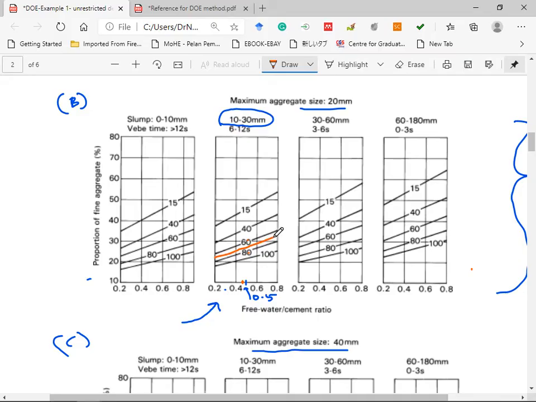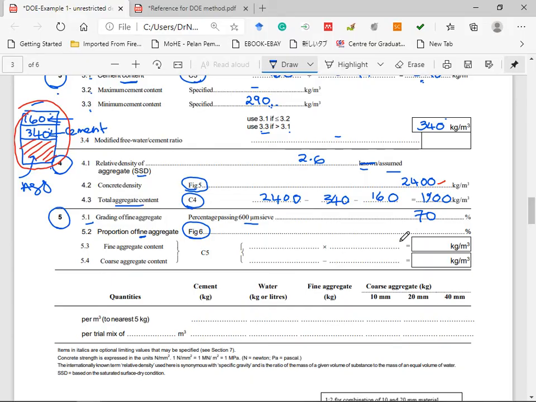value in between 60 and 80, and we bring this up, stop at this red line and bring this value to the left. Thus, this is our proportion of fine aggregate in percent. So it ranged between 20 to 30%. So let's say we take 27%. We take 27%, and we proceed here.